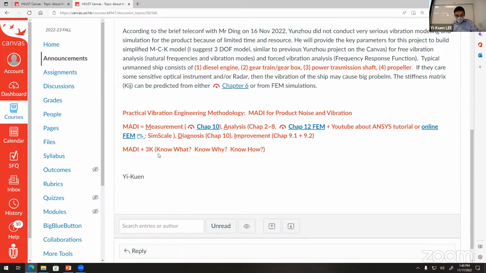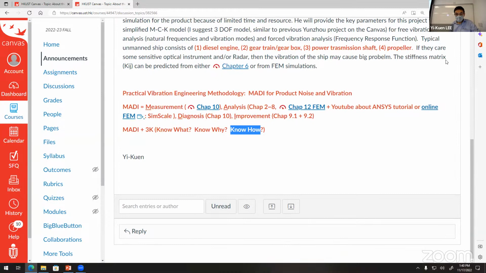3K means that we know what kind of vibration engineering problem we have, know why we call this a vibration problem, and know how we can solve this kind of vibration problem. So this is a typical important thing for vibration engineering. I don't know if you have any question for the project? If not, then I think we need to go to the lecture.